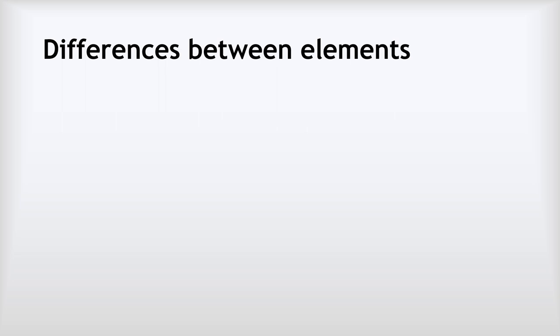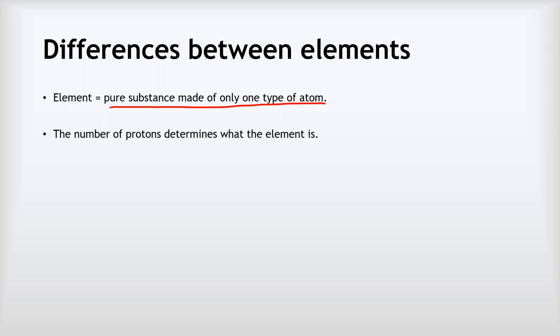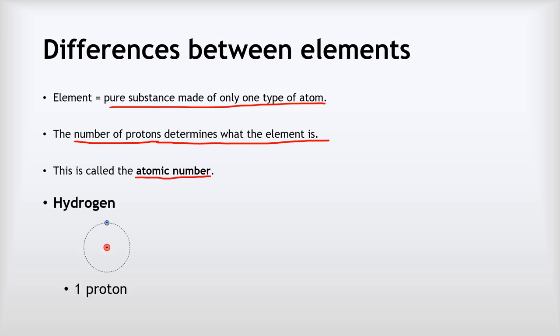Right, now, we saw in my basics of chemistry video that an element is a pure substance made up of only one type of atom. So that kind of begs the question, in terms of our protons and neutrons and electrons, what is the difference between atoms of different elements? Well, the key difference is the number of protons, because it's the number of protons that determines what element you've got. Okay, and we call that number of protons the atomic number. So let's look at some examples.